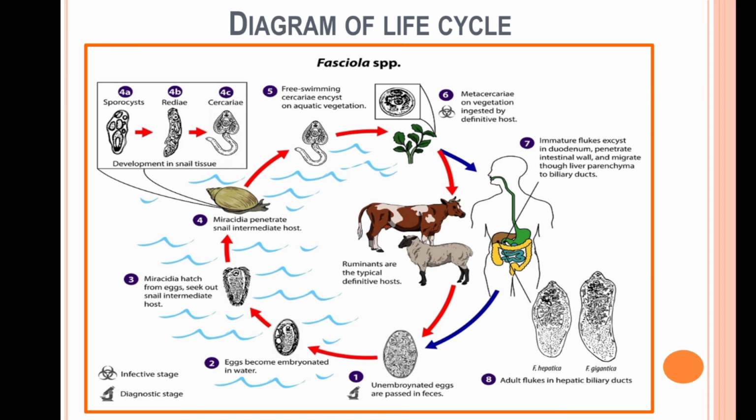Cercaria will swim, and after it settles down on aquatic vegetation, it loses its tail and form a cyst around it. Then metacercaria on vegetation ingested by definitive host get infected. Then metacercaria excyst in duodenum and penetrate intestinal wall and migrate through liver parenchyma to biliary duct. There it fully gets mature and start producing eggs, which are passed out via feces, and the cycle continues.